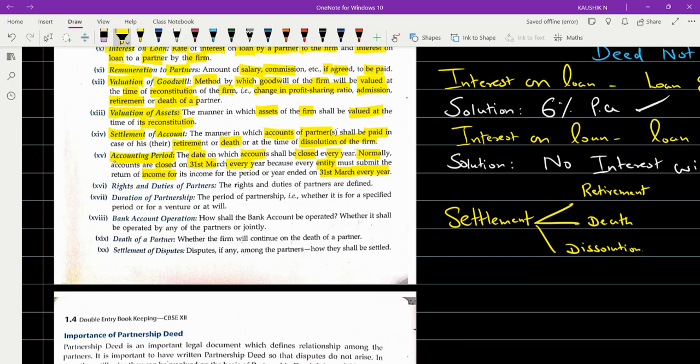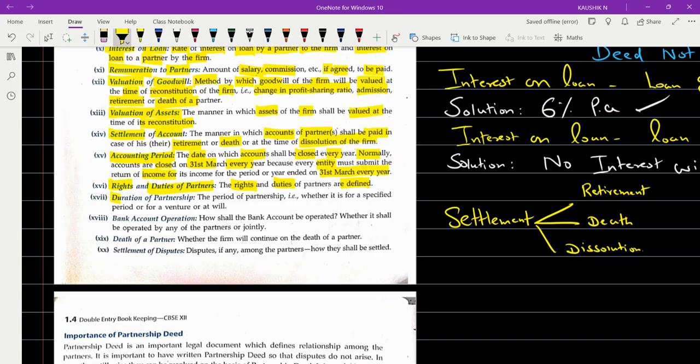Next comes the rights and duties of a partner. We have already seen the rights of a partner in our previous topic. What are the rights he has got, or the duties as a partner to be executed? So that should be mentioned very clearly. The rights and duties of a partner should be defined very well in the partnership deed.